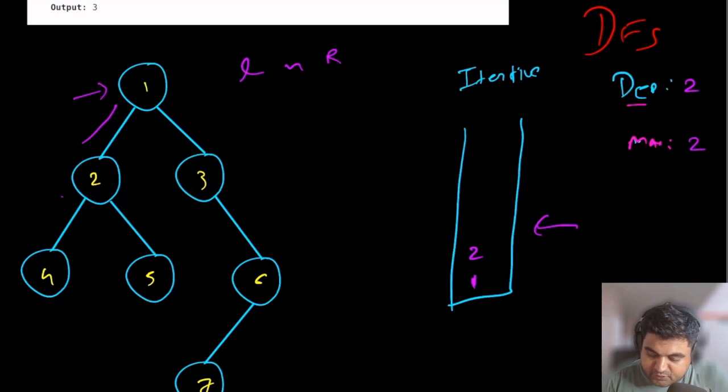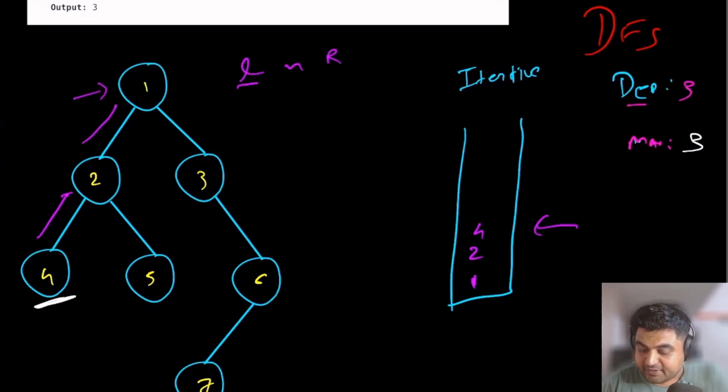Now again from this 2, since it does have a left node, we are going to add entries to our stack. So we are going to increment the depth, and the maximum depth we have been able to find so far is going to be 3. Again, from this 4 we cannot go down any further, so we will have to pop 4 out. The moment we pop 4 out, we are going to do a backtrack.